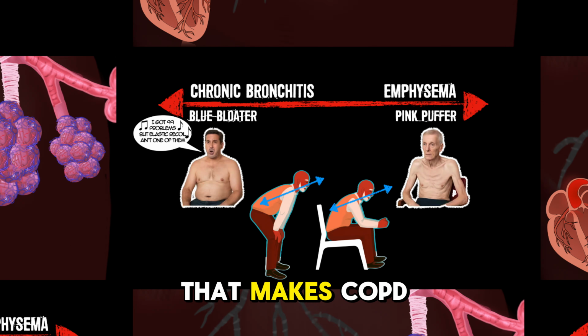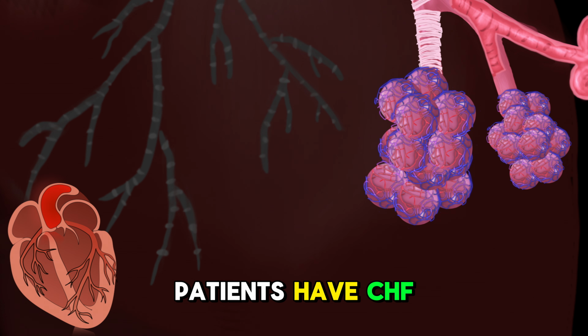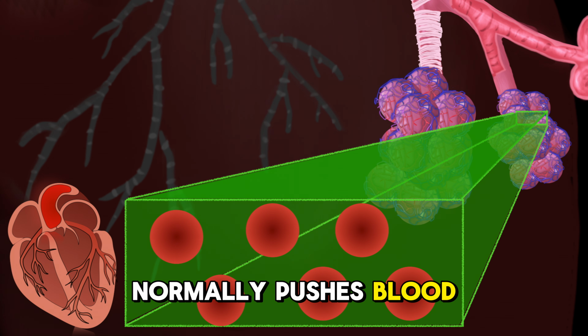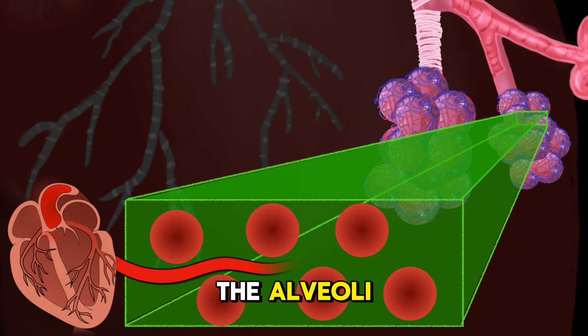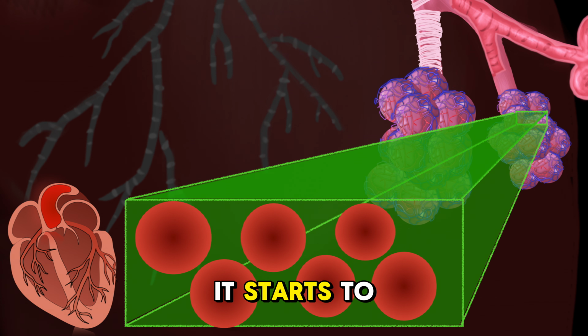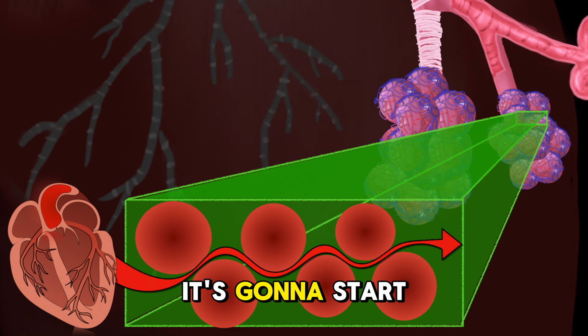Now, another thing that makes COPD that much trickier is that a lot of COPD patients have CHF. And that's because COPD can lead to CHF. So how's this start? Well, the right ventricle normally pushes blood through all the pulmonary capillaries, all those little blood vessels around the alveoli, where they can drop off CO2 and pick up oxygen. But as the air starts to trap in those alveoli, it starts to pinch off those tiny blood vessels. This makes it really hard for the right side of the heart to pump that blood through. So, like any other muscle, it's going to start to get enlarged.